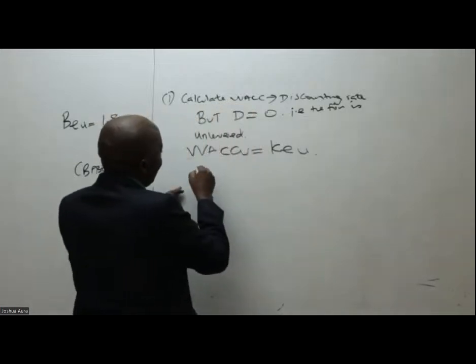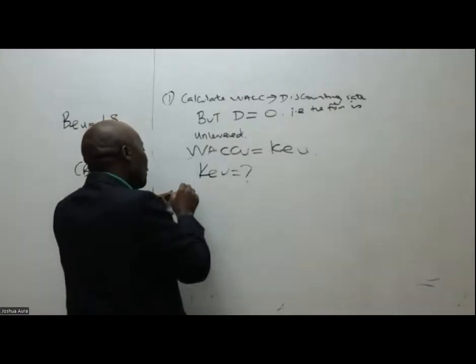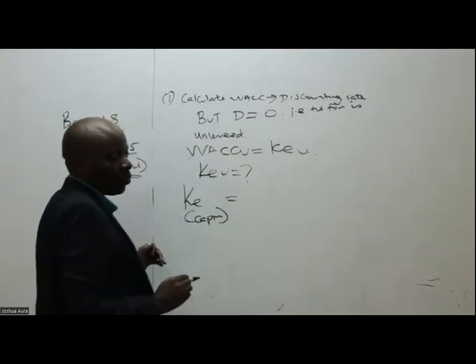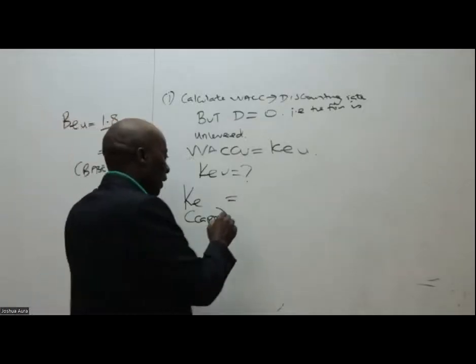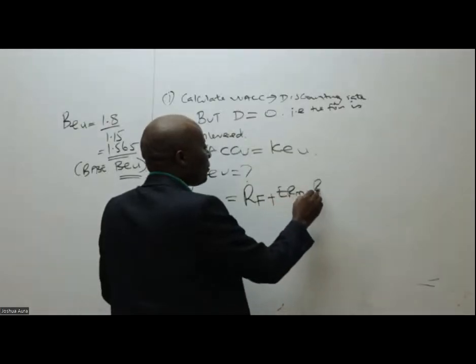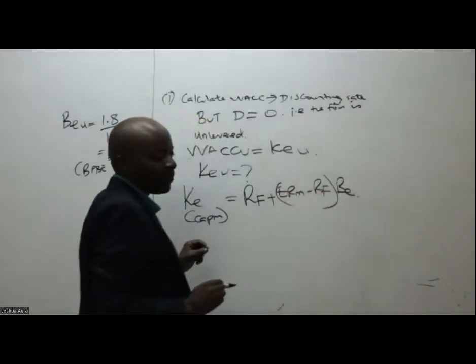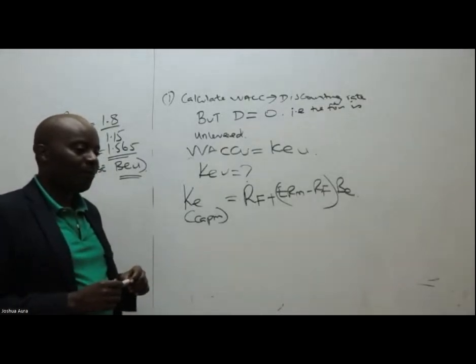So how do we get this Ke-U? First of all, we know one of the functions of CAPM is to calculate cost of equity. And this CAPM goes like this. CAPM will be equal to risk-free plus expected return of the market minus risk-free, multiplied by what here, somebody? Beta equity. Multiplied by beta equity.